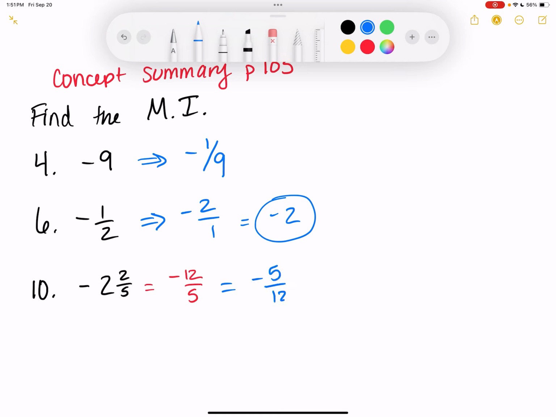Yes. Can I just sharpen my pencil? Yes. All right, are we okay on finding the multiplicative inverse? Yes. Can I use the bathroom, please? Yes.